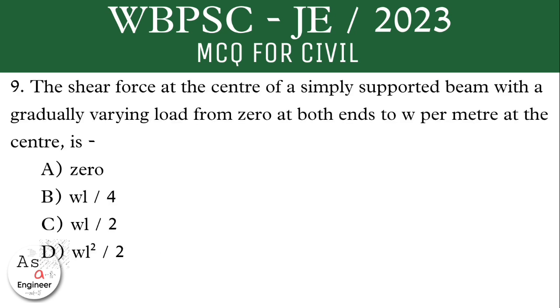The shear force at the center of a simply supported beam with a gradually varying load from 0 at both ends to W per meter at the center is. Right answer is option A, 0.